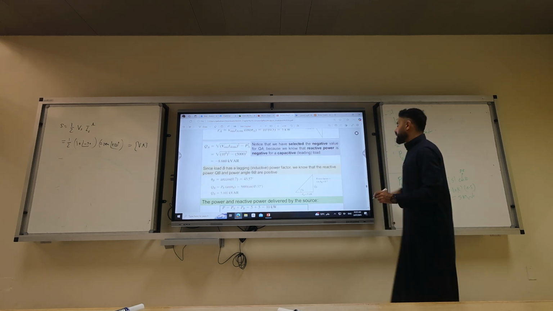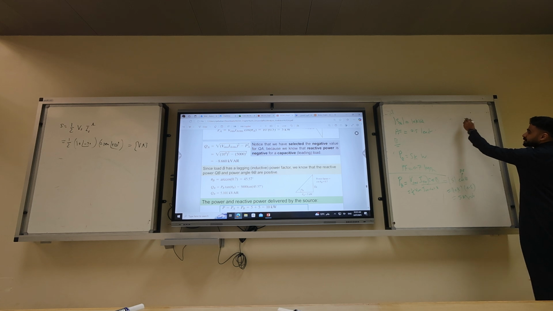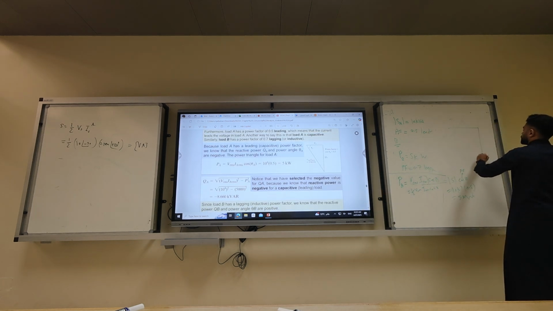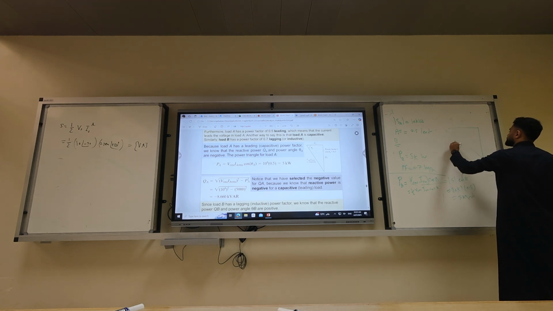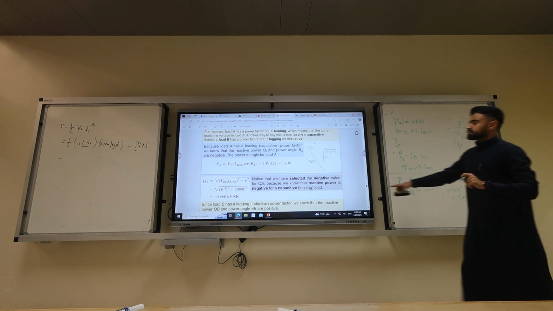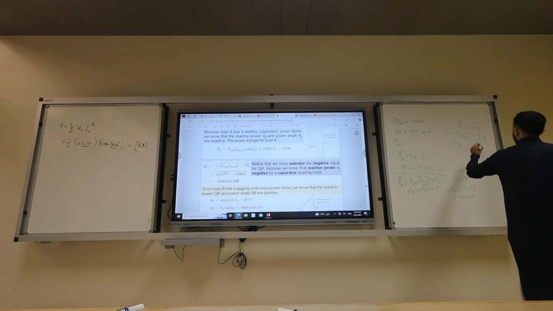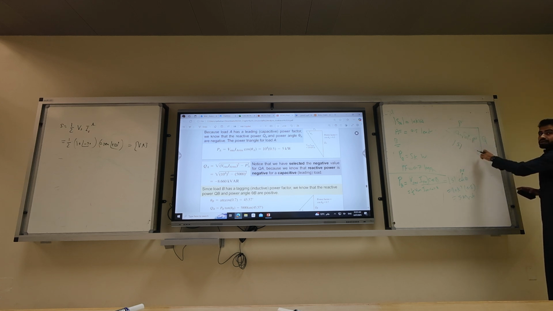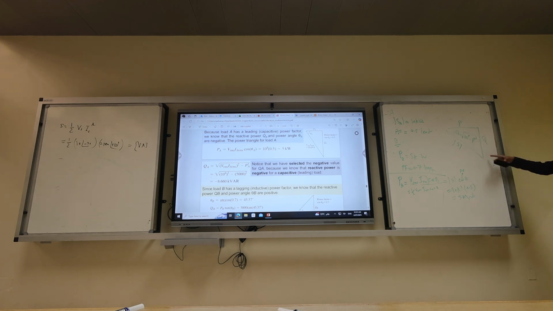To calculate the reactive power, from the power triangle for a leading one, I know this is S, this is P, this is Q, so Q is what? Square root of S squared minus P squared. Pythagorean theorem: the hypotenuse squared minus the adjacent squared to calculate this.